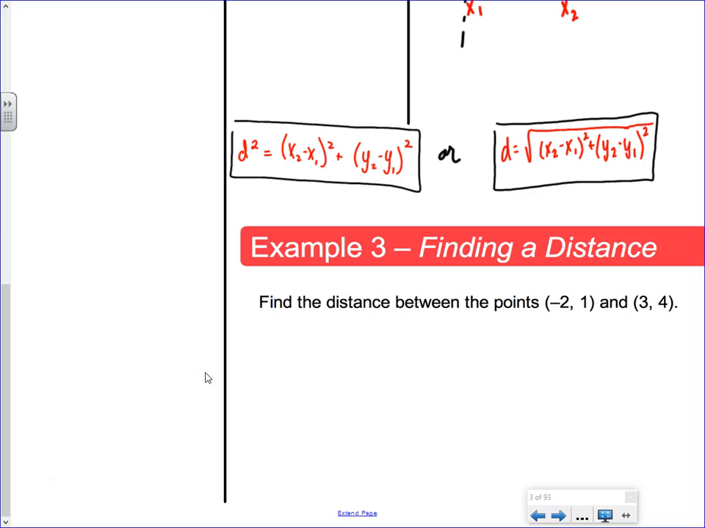If your brain works more visually, you can actually draw a picture. Graph one point, graph the other, connect it, make a little right triangle. Or you could just plug and shove into the formula. This is the one you can do. Just do it differently.